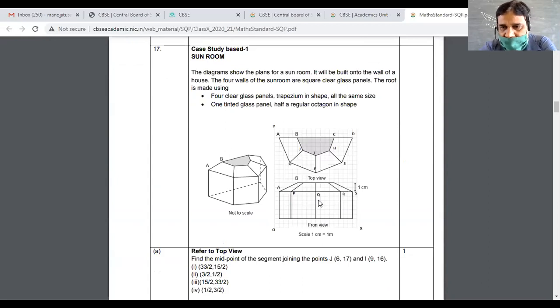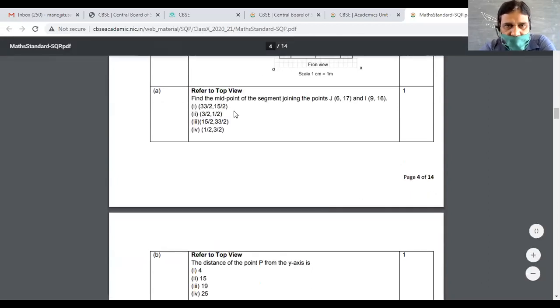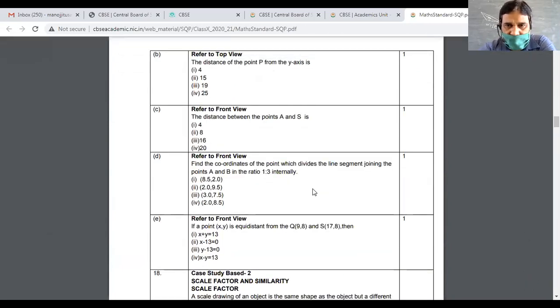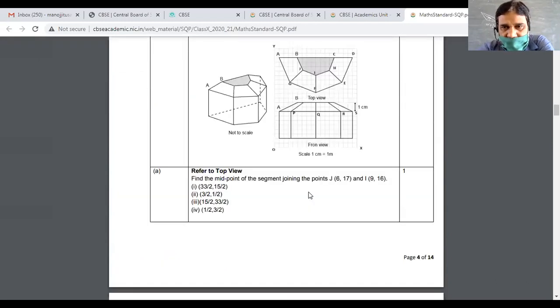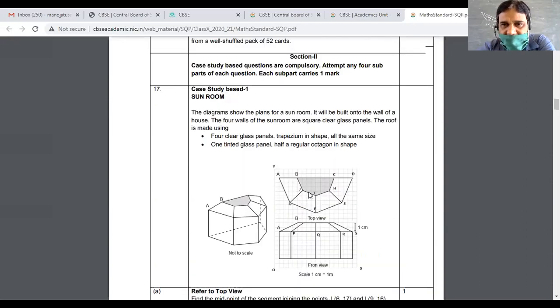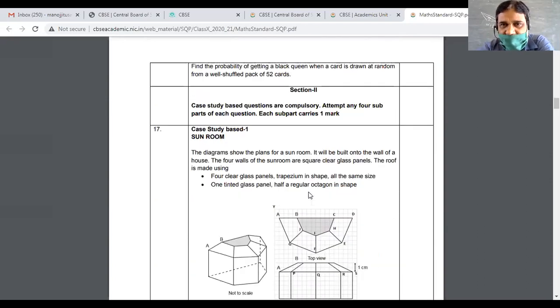And this is multiple choice. Out of 5, you have to attempt any 4 for each case study. Understood? I am just explaining what type of case studies you are getting.